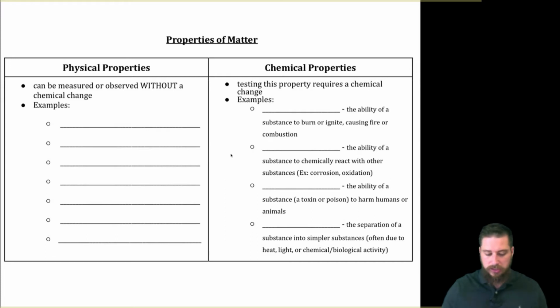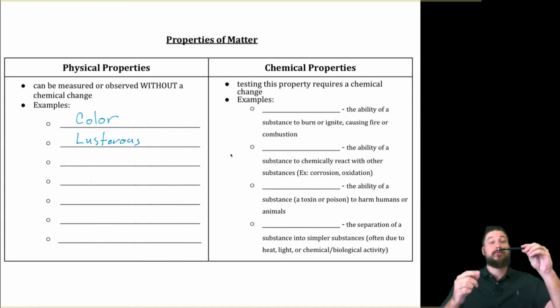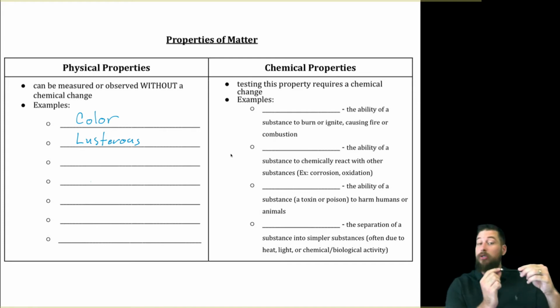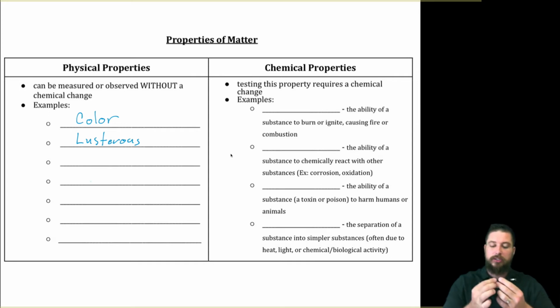So let's go through some examples of physical properties. An example would be color. Another example would be if it's lustrous or not. For example, this pen right here has this shiny part and it's lustrous, but it's also got this other part here, this black part, which is not so lustrous. Hardness is an example as well. So if we observe that something is hard, it's not changing.